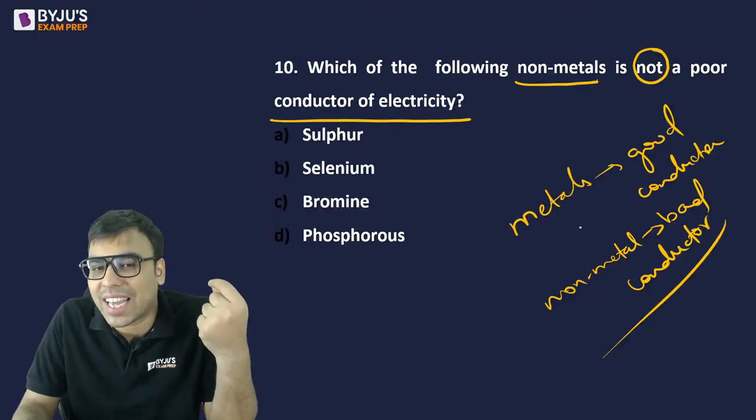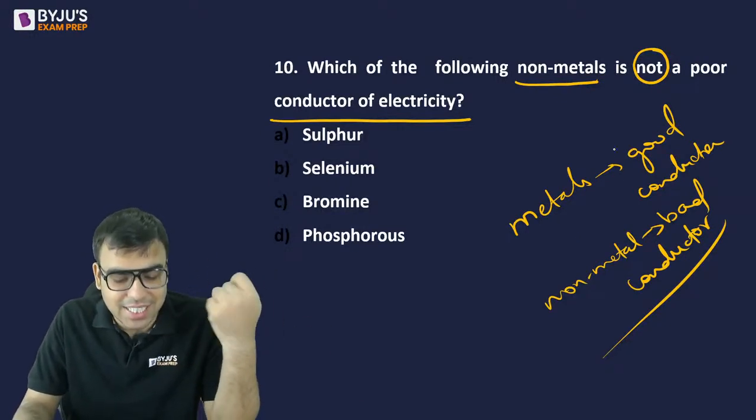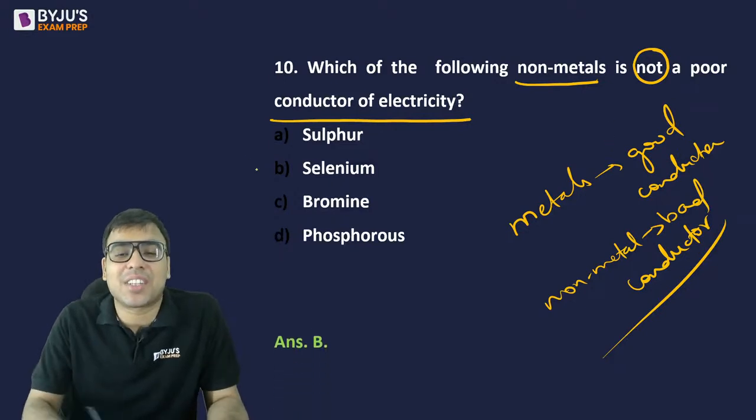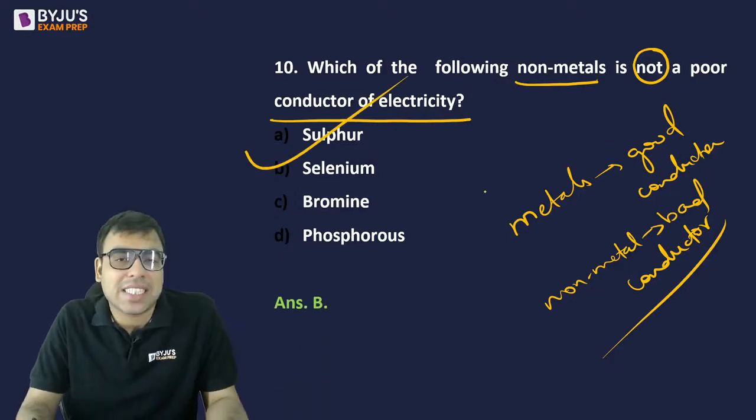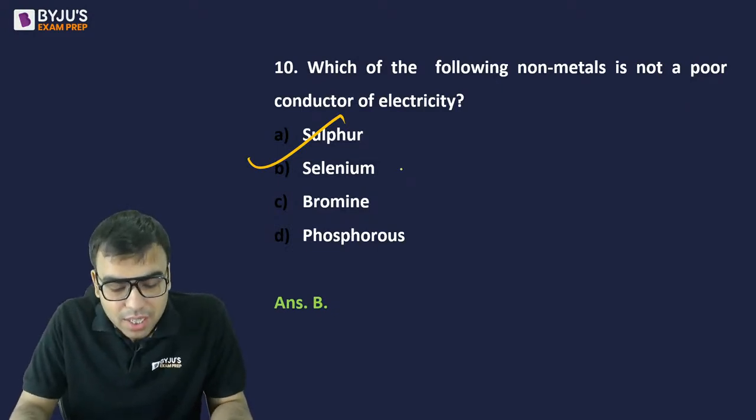Which of the following is correct? Sulfur, selenium, bromine, phosphorus. Yes, Amit Yadav is right. The right answer to this question is selenium. So B is the right answer to this question. Just have an idea about it. Yes, Amit Yadav, Yashi Mohan, Chidmay, you are right.